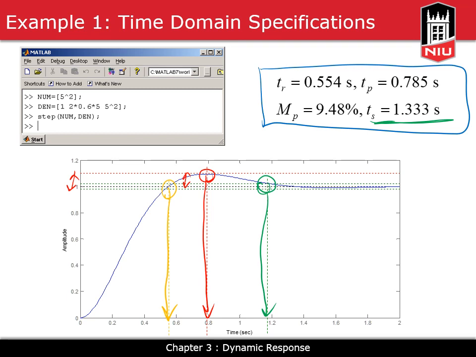But for the first assignment, don't use that. It is asking you to find the specifications first by hand and then using the plot, not by that stepinfo command.